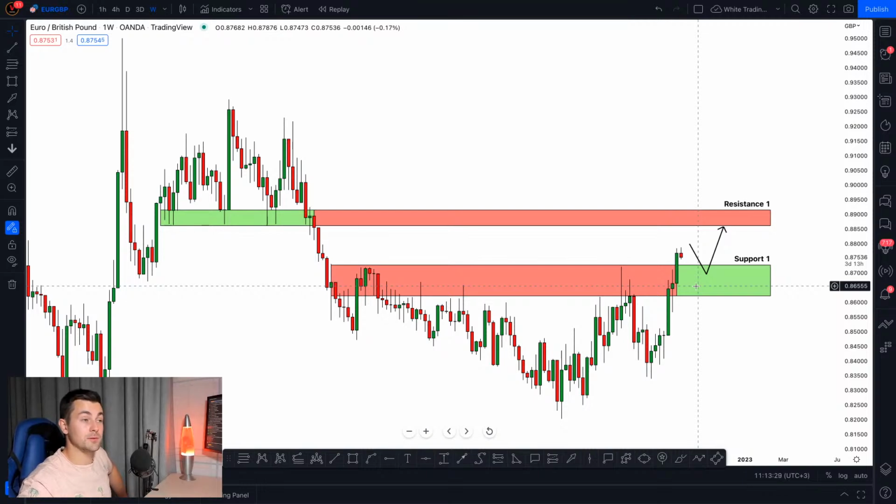So our focus will be that green structure. The outlook is very bullish on euro pound right now, and I believe that the pair will keep growing.